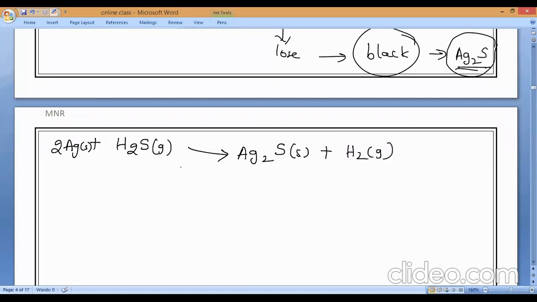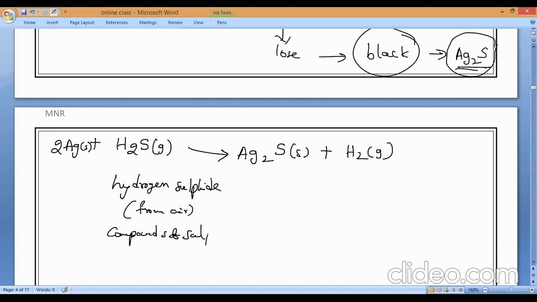So this is what we are going to study. This is hydrogen sulfide. From where will it come, guys? It will come from air only. Air contains compounds of sulfur. Clear, everybody? So it will form a black color substance, which we call silver sulfide. This also is a corrosion reaction.